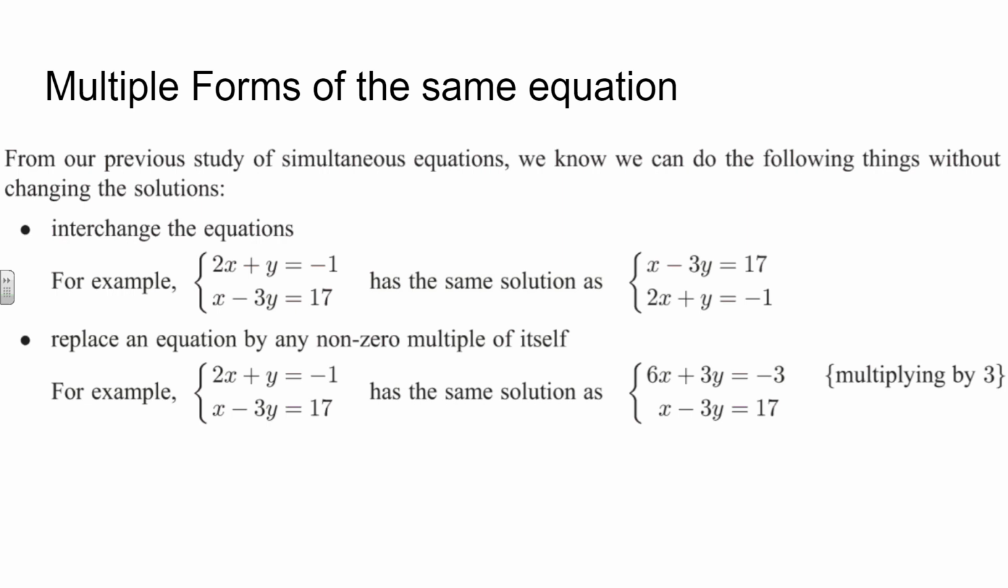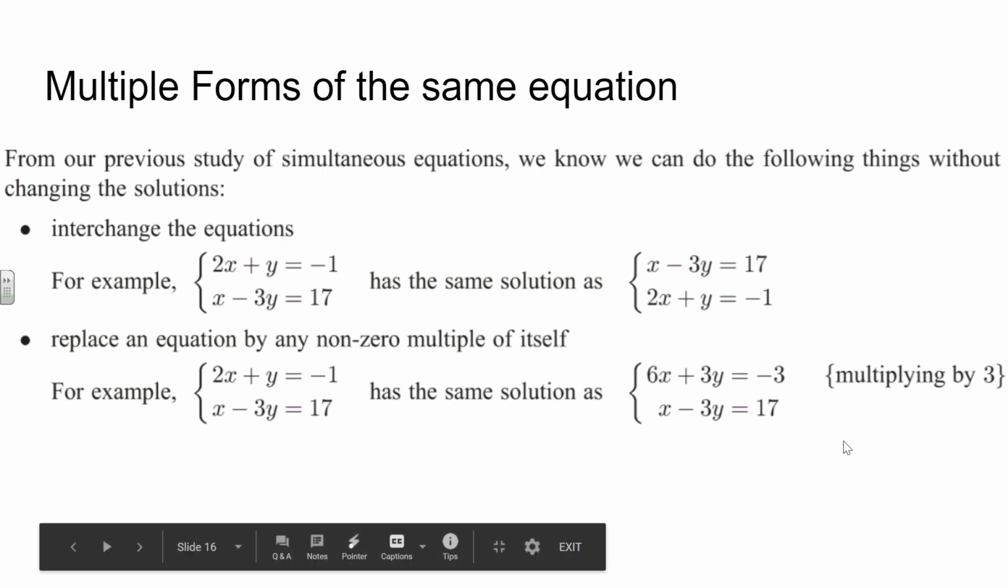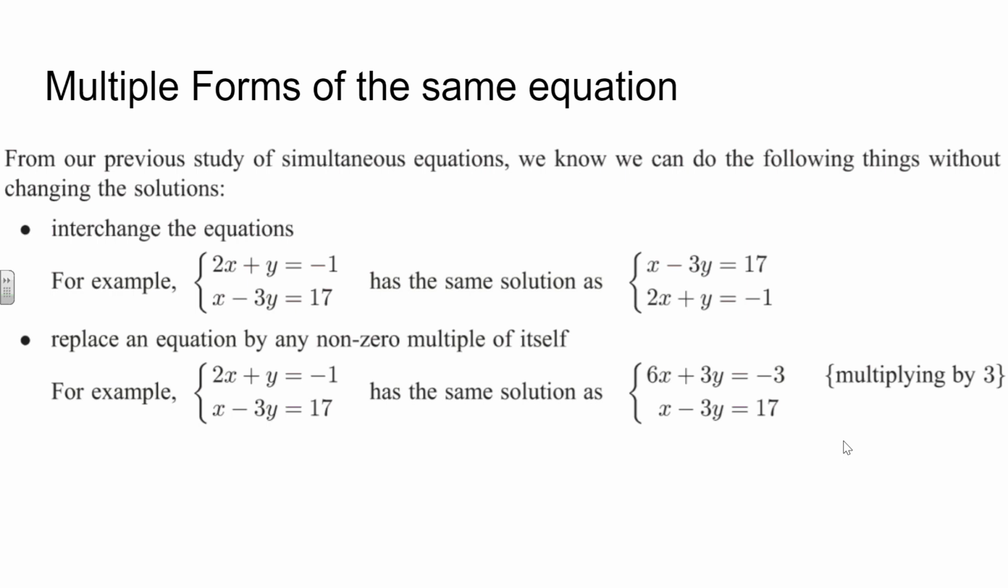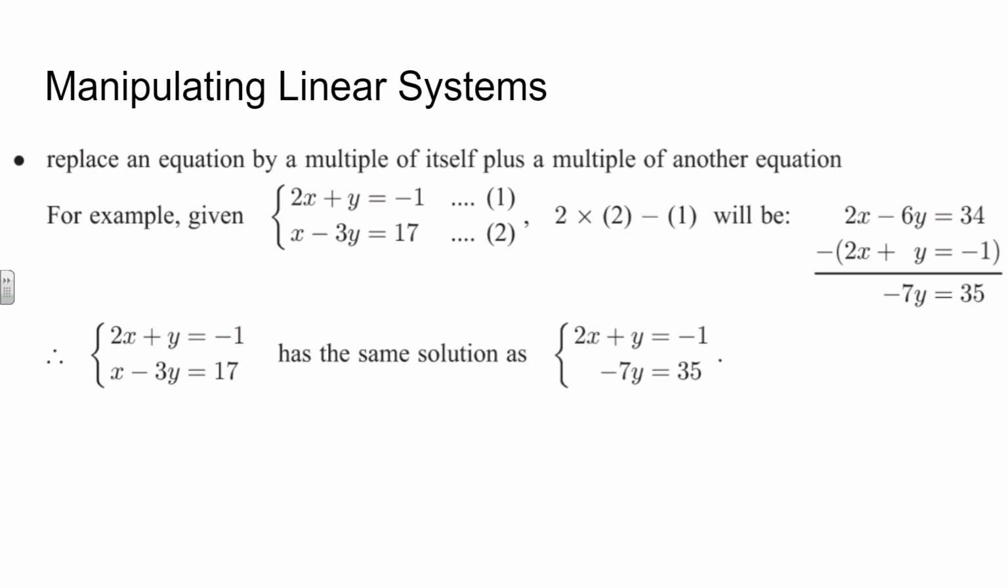So we already know that when we're looking at equations as a system, like we have here 2x plus y equals -1 and x minus 3y equals 17, it has the same solution as the same system with the equations in reverse. We also know that it has the same solution as any scalar multiple of any or both of these equations as well. So we're going to be using this idea to manipulate the equations in order to make it easier to solve the system.